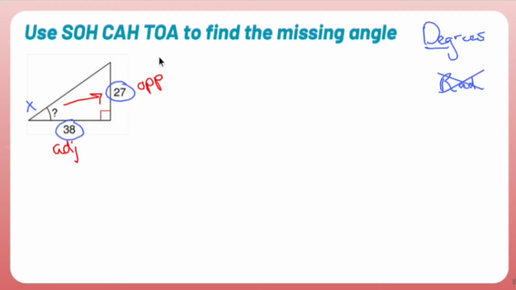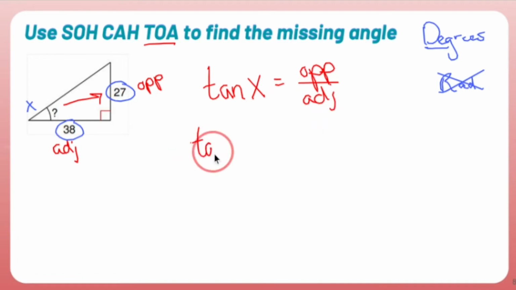So opposite, adjacent, TOA. Now we're going to set up what TOA means. TOA means the tangent of an angle is going to equal the opposite side over the adjacent side. Okay, so here I have tangent of x equals the opposite side, which I called 27, over the adjacent side, which I called 38. Wow, I sure left a lot of space there, didn't I? I did, and I did that on purpose because I have to get x all by itself.